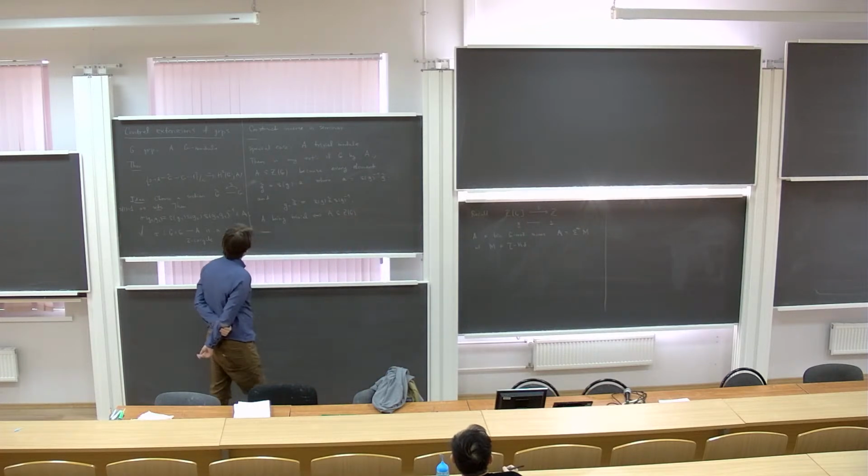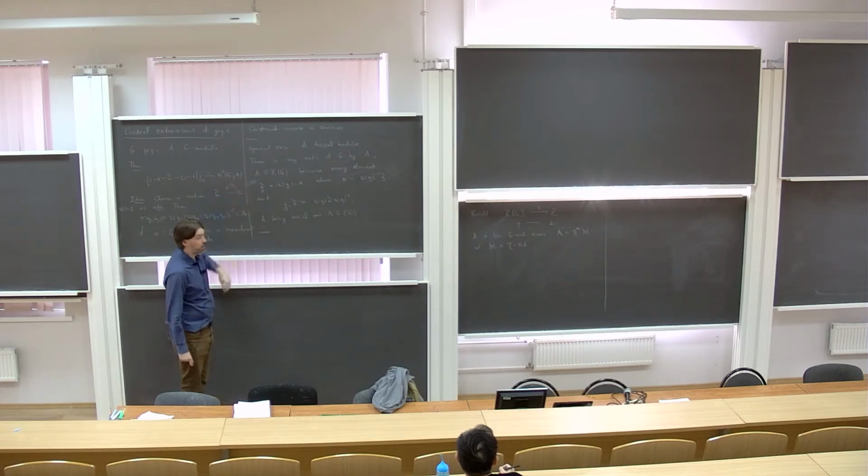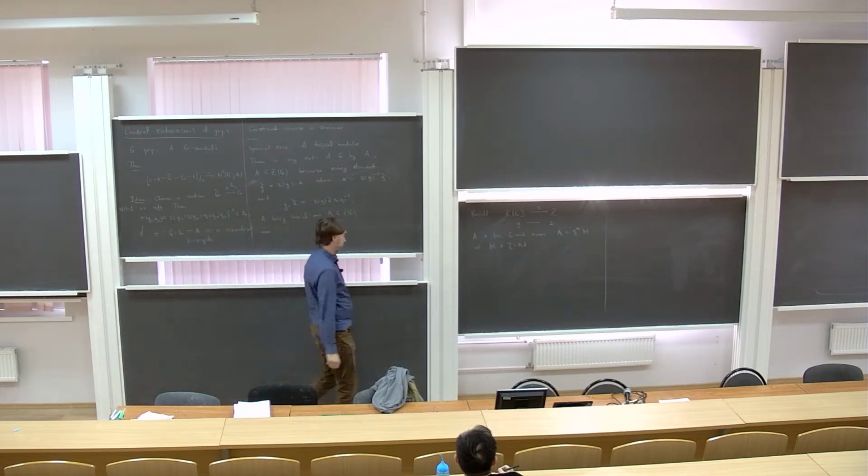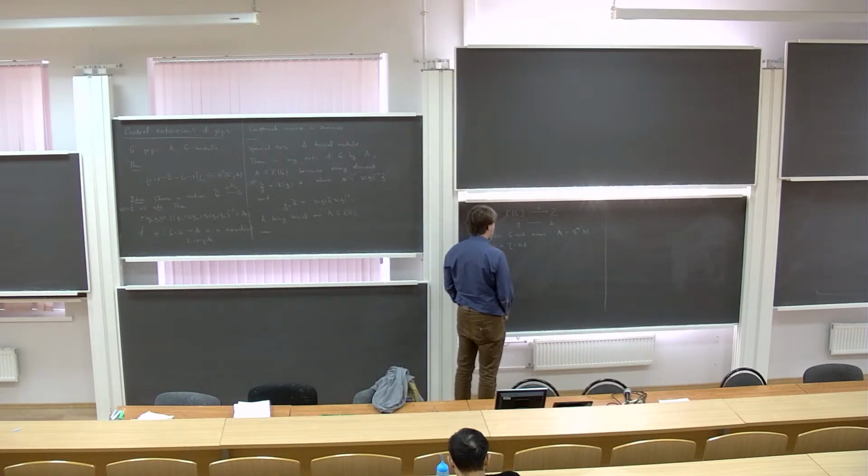Okay, so let's try to think about how to compute this cohomology group when A is a trivial module. I don't like this notation. I don't know what to call it. Maybe I'll call it A bar.